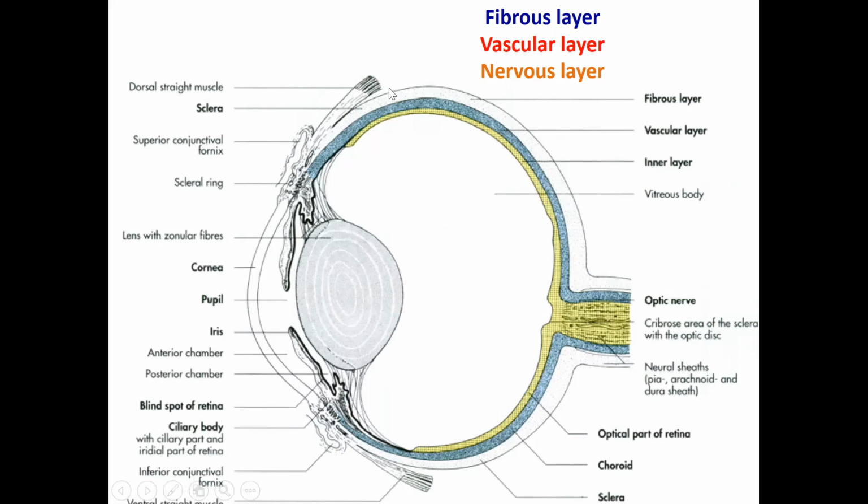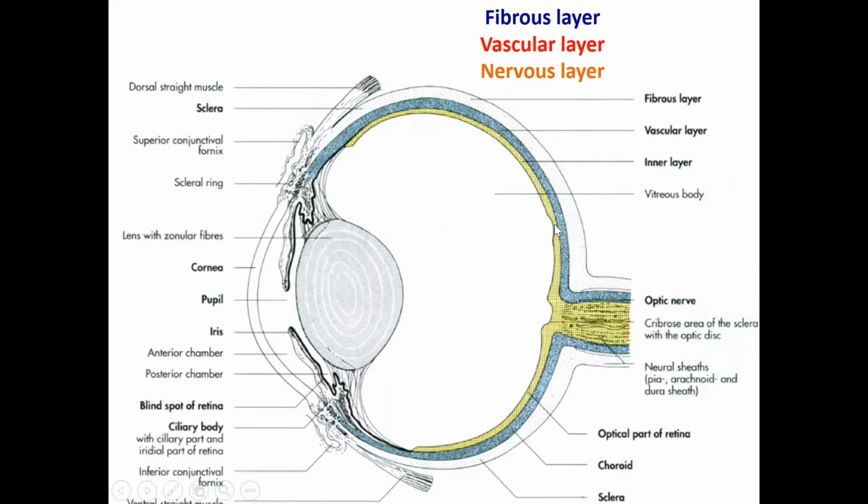Then we have the innermost layer, which is the nervous layer and is called the retina. And this retina is sensory, and this is that layer of the eyeball which is related to our special somatic afferent, that is special senses. Neuroepithelium is here, basically neurosensory epithelium.